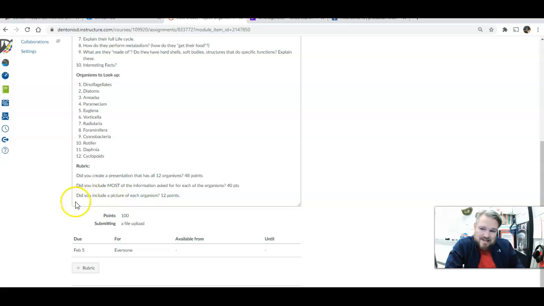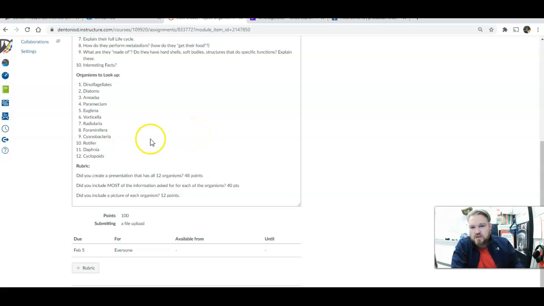And then lastly, did you include a picture of each organism? That's 12 points. So if you just copied that list and then went and found a picture of each of them, you'd be at a 60 already. Then all you got to do is jot down a few things about each one, and I'm going to give you a pretty good grade.